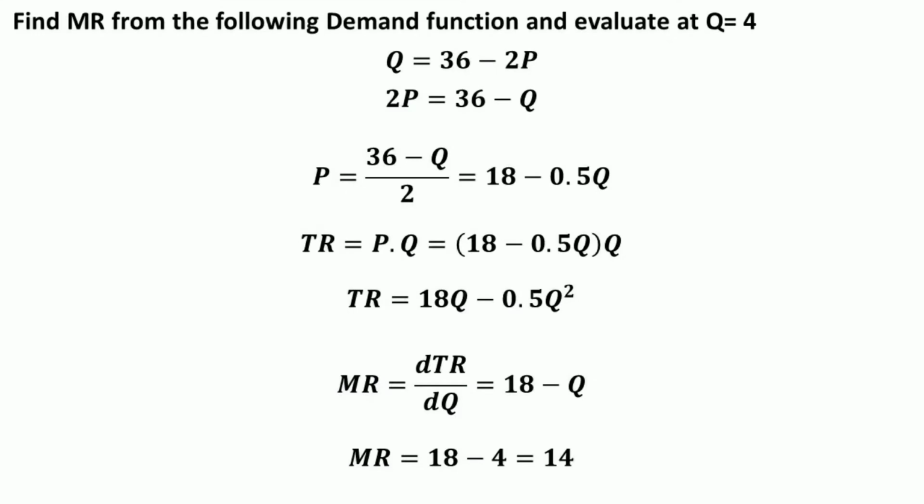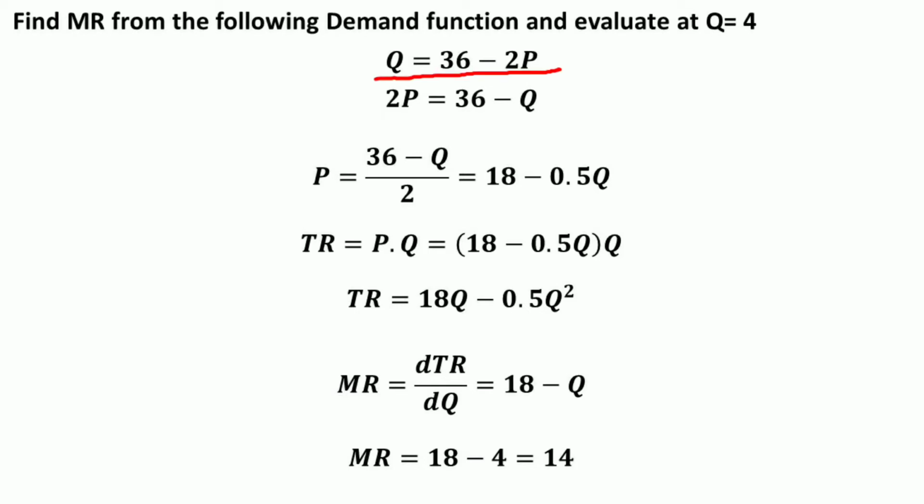Now we have another question: find the marginal revenue from the following demand function and evaluate the marginal revenue at q is equal to 4. Here the demand function is given as q is equal to 36 minus 2p. Now we want to find the marginal revenue. For finding the marginal revenue, we need the total revenue function. The total revenue function is not given here, but we can derive it from the demand function by taking the inverse demand.